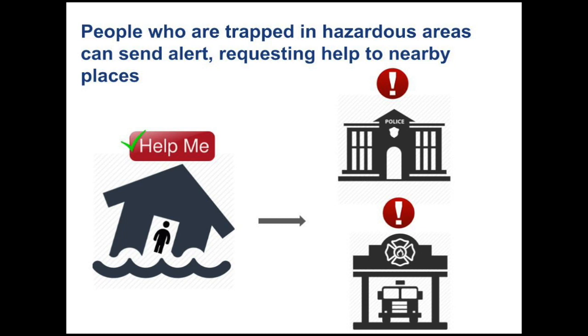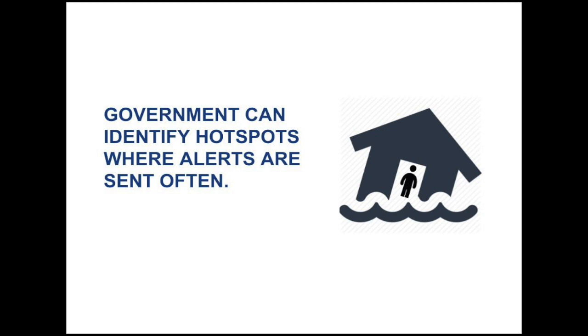People who are trapped in hazardous areas can send alerts requesting help to nearby places. What this does is that whenever somebody is trapped, it allows them to send out a signal for help, which makes it easier for people on the outside to provide help to people that are stuck inside. Governments can easily identify these hotspots and where these alerts are from by using this application.